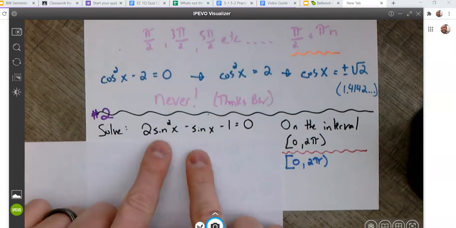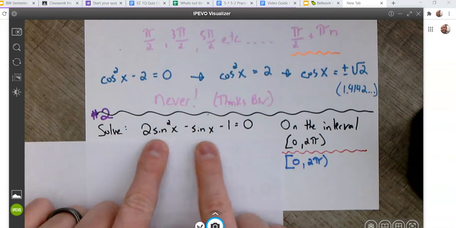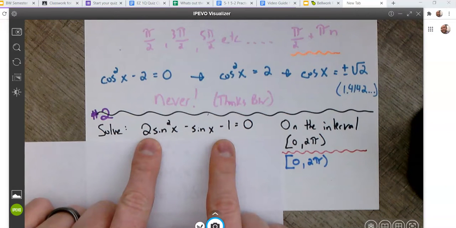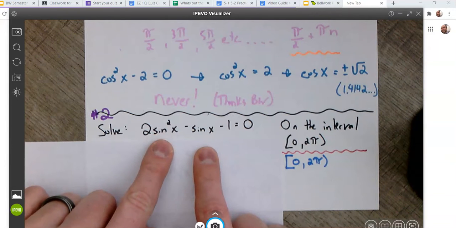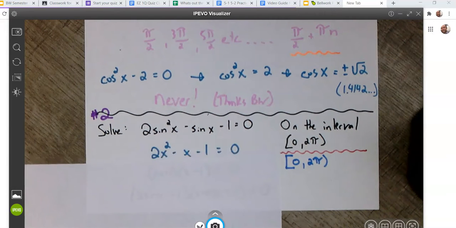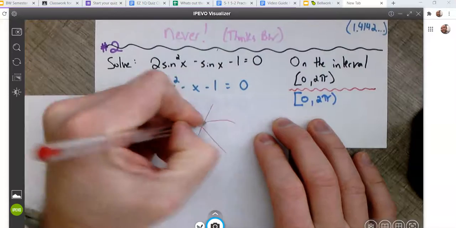So here we go. 2 sine squared x minus sine x minus 1. Again, if it looks foreign to you, I could try changing that to cosines. We have all those formulas. If it's not abundantly clear, sometimes it's helpful to write it in algebra land. What if it wasn't sine? Oh, okay, it looks like a quadratic to me. I would have to factor the quadratic using the x method. There's a reason we did that. So let's look at the x method for this one real quick.